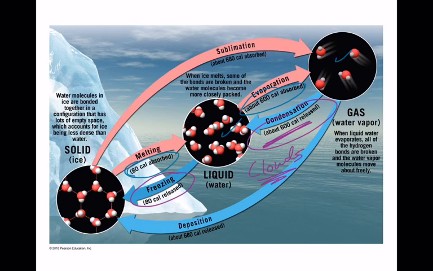And then we talked about these up here, the long arches. The pink arch is where it's going from a solid right to a gas. We call that sublimation. I think I used the example of dry ice. It goes from a solid to a gas, and about 680 calories are required. It can go from a gas to a solid, and a good example of that is frost. In that case, 680 calories are released.